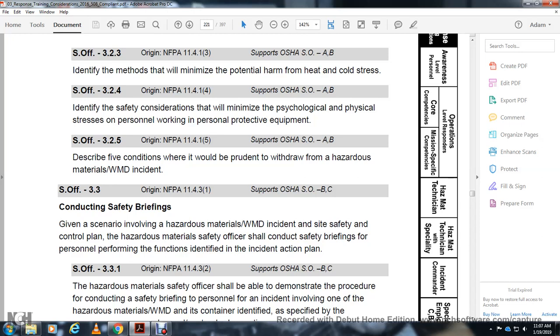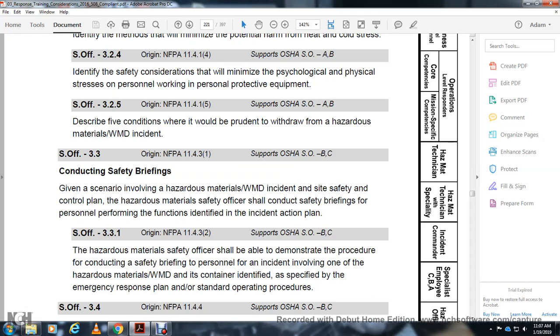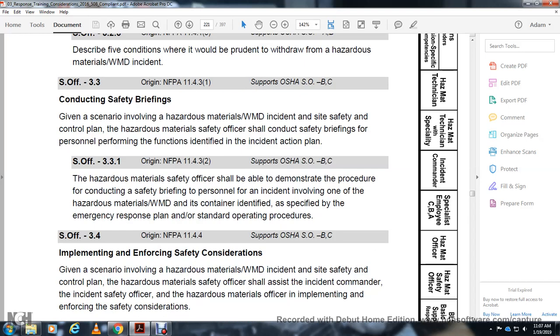Given an area of the hazmat weapons of mass destruction incident site safety control plan, the hazmat safety officer should conduct the safety briefing for the personnel and perform the function of the incident action plan. The hazmat safety officer should be able to demonstrate the procedure for conducting a safety briefing for personnel involved in a hazmat weapon of mass destruction incident involving a container, and identify and specify the emergency response plan and operation procedure.